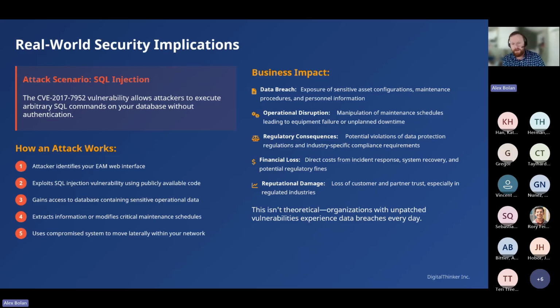And so this isn't just theoretical, right? Organizations with unpatched vulnerabilities experience data breaches constantly. And while you think that firewalls and network security will protect you, just remember that this vulnerability can be exploited just through your web interface, which is often accessible from the internet or for remote workers.